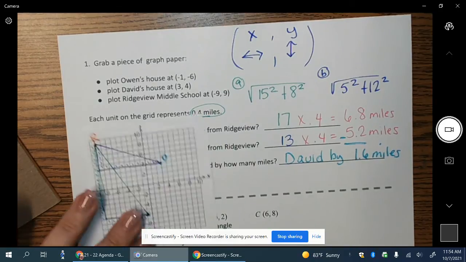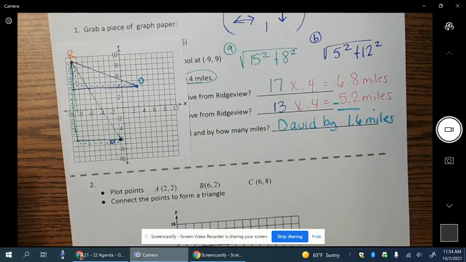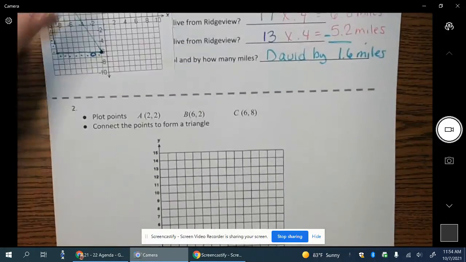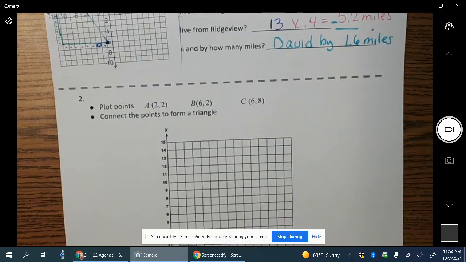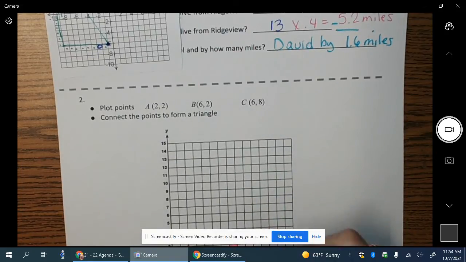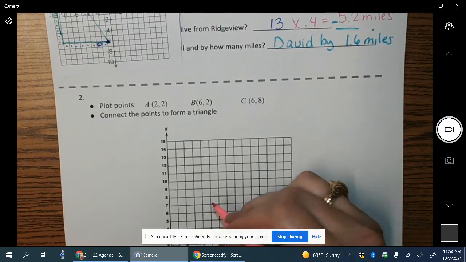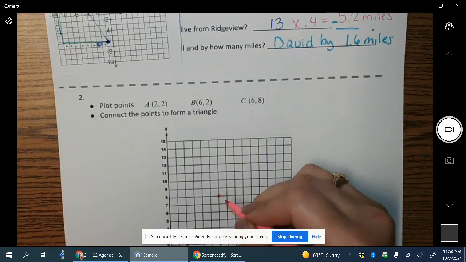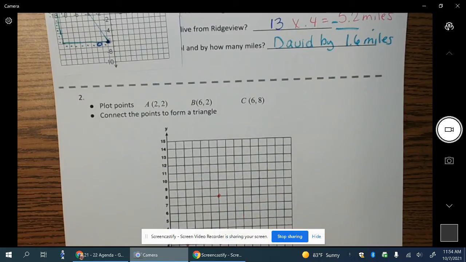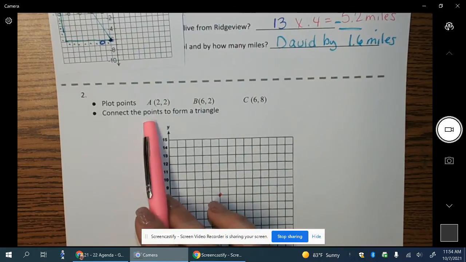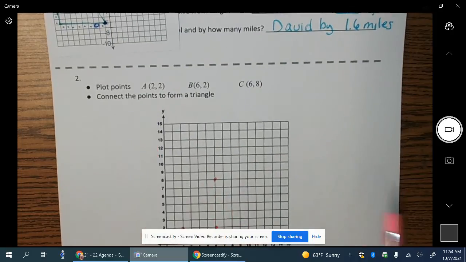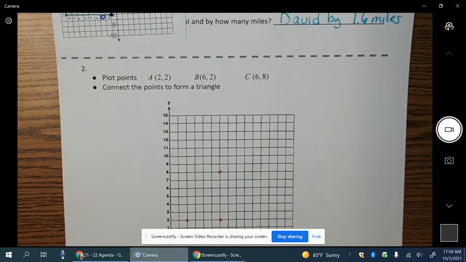All right, down here on the bottom, it wants us to plot these points. 2, 2. Put a point. 6, 2. And then 6, 8. After you plot the points, what does it want you to do? Connect the points to make a triangle.